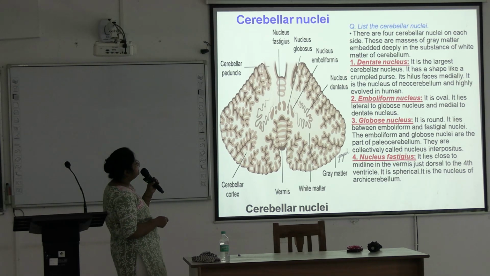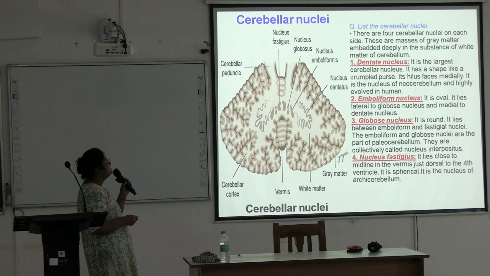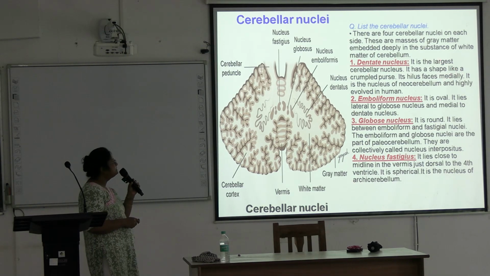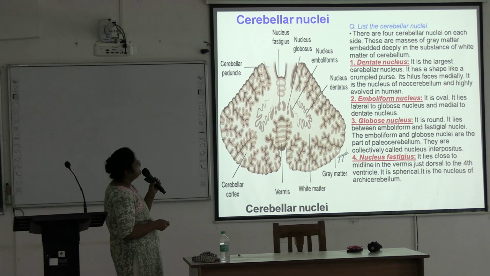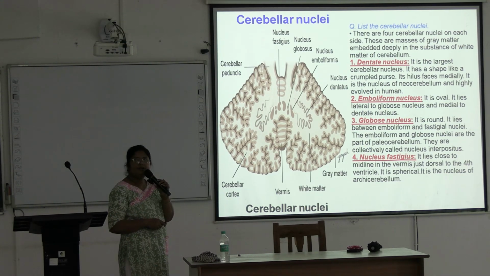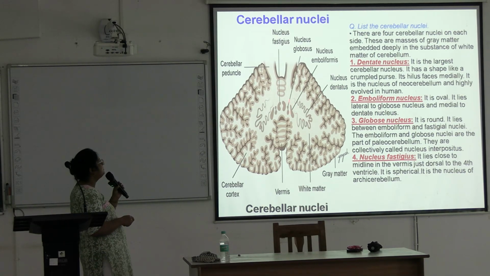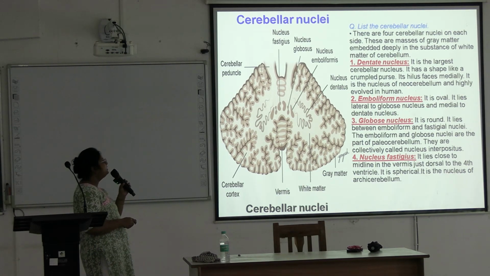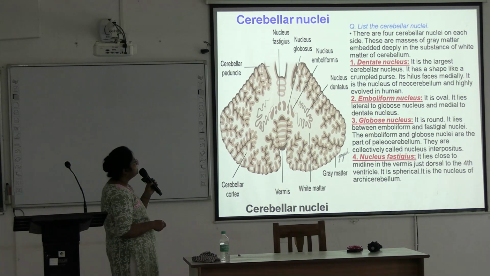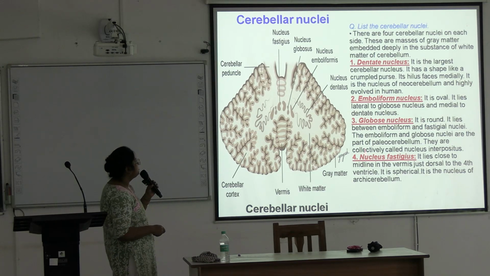So first, dentate nucleus, it is the largest cerebellar nucleus. It has a shape like a crumpled purse and its hilus faces medially, and it is the nucleus of neocerebellum and highly evolved in the human. Next is emboliform nucleus. This is emboliform nucleus. It is oval. It lies lateral to the globose nucleus and medial to the dentate nucleus. This is the location.